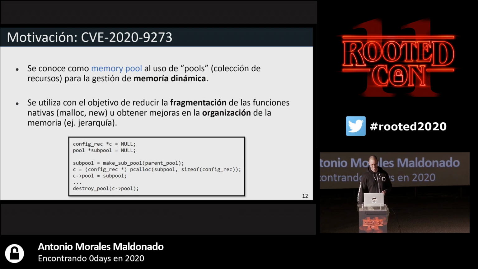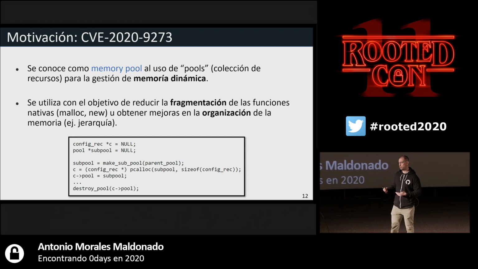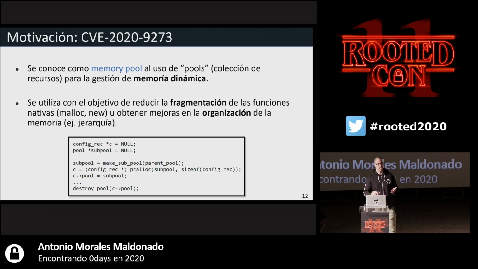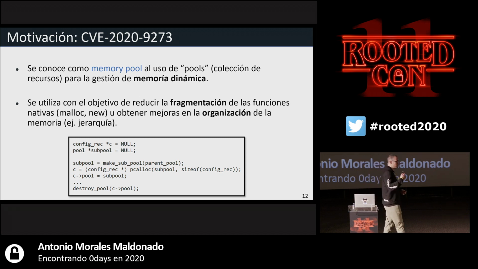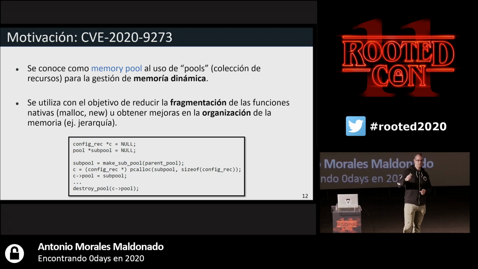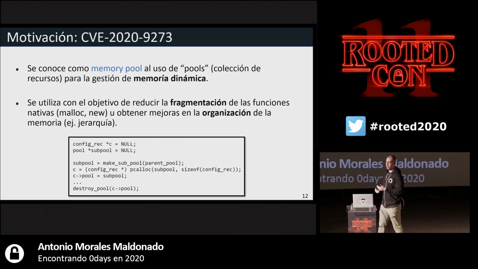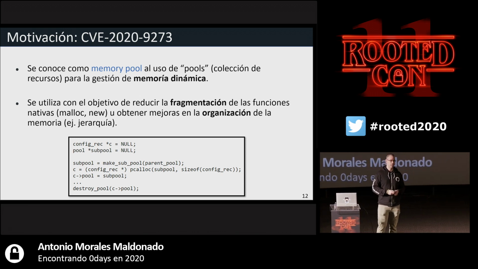What is it? Because I use Python for programming. Memory pools are resource collections to manage dynamic memory, the kind you reserve with malloc or new, and they have advantages. We can reduce fragmentation. Let's imagine in your program you call malloc and new, and you release this afterwards. These allocations could be of different sizes, so memory could be fragmented, and we will have a less performing device.